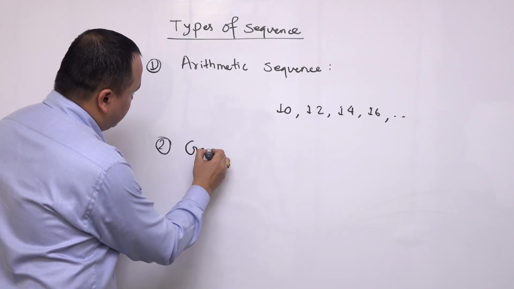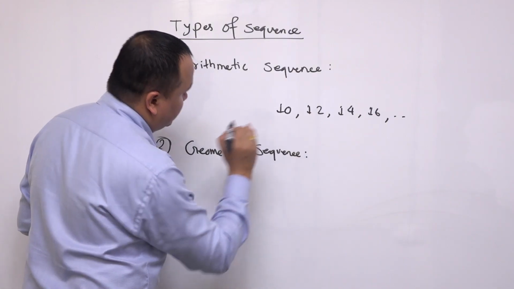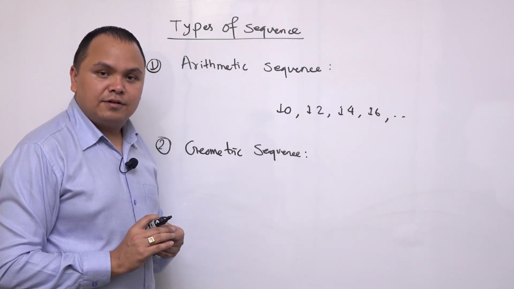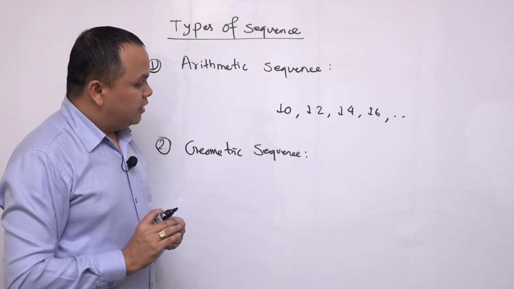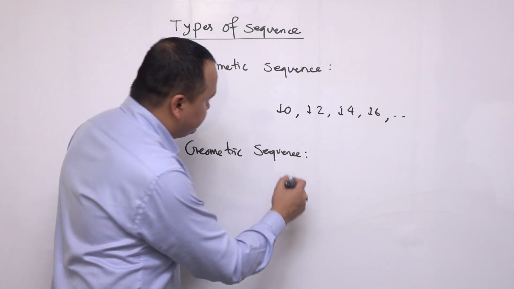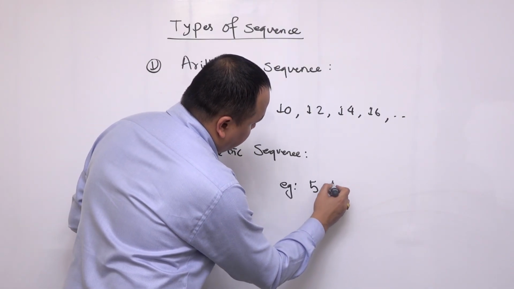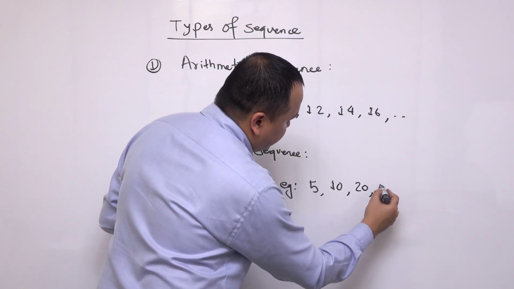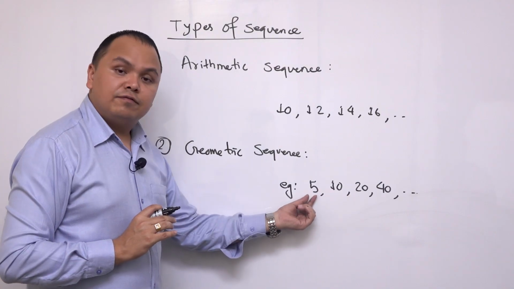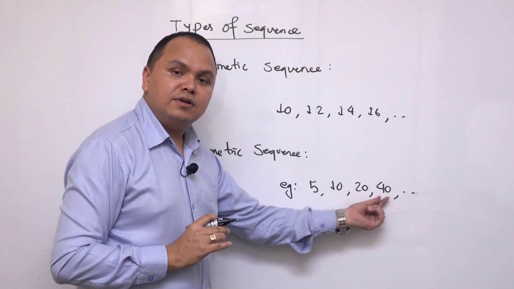Geometric sequence. A sequence of non-zero numbers is said to be a geometric sequence if the ratio of any term to its preceding term is always the same. Example: 5, 10, 20, 40, and so on. Here 10 upon 5, 2. 20 upon 10, 2. 40 upon 20, 2.